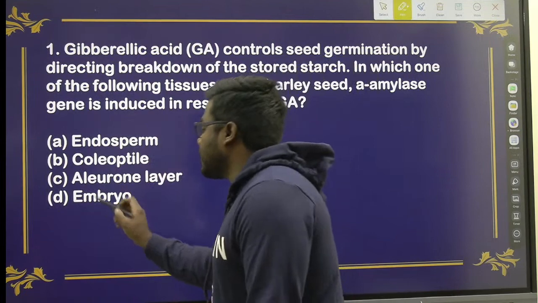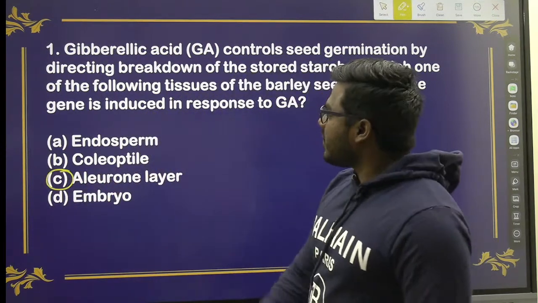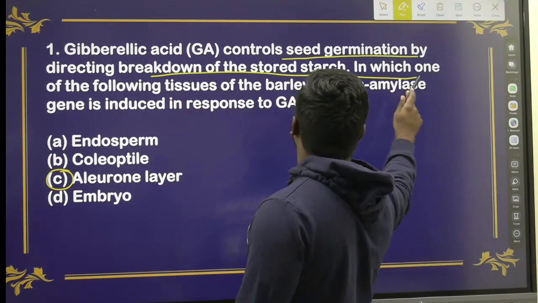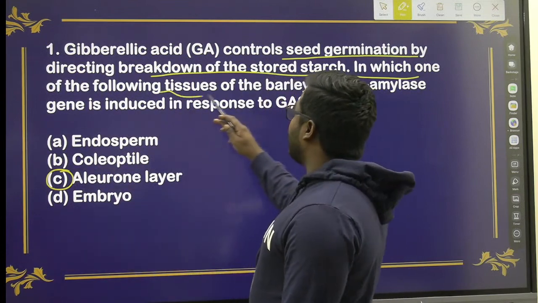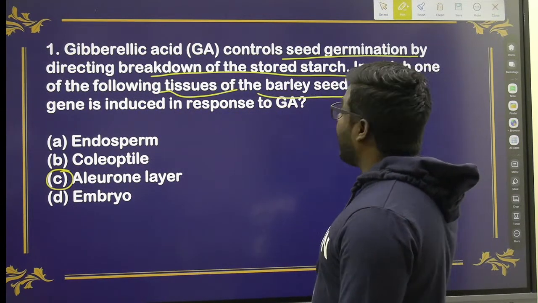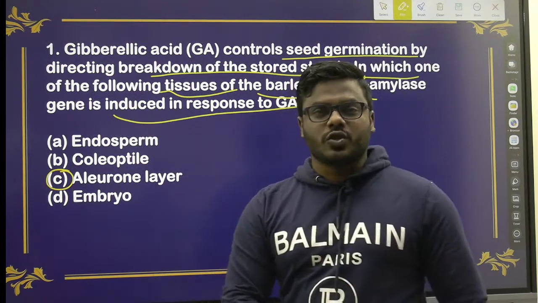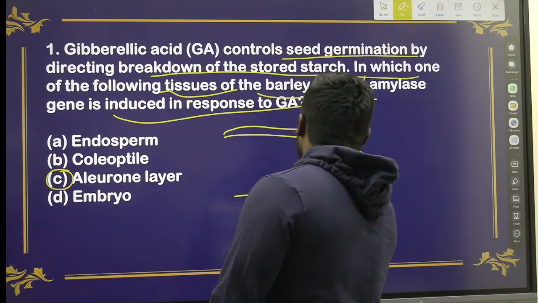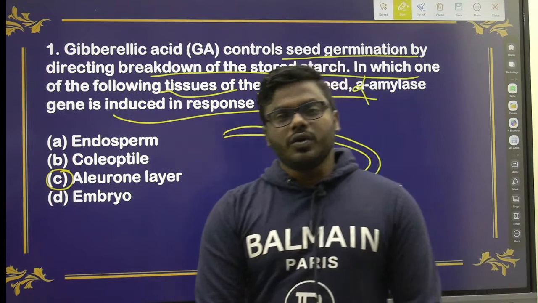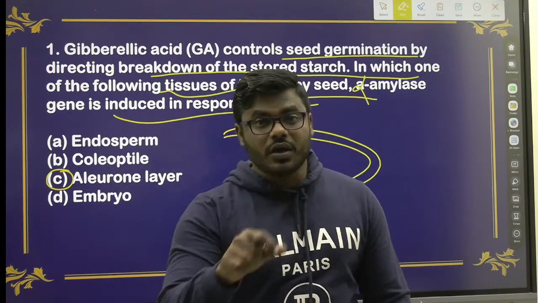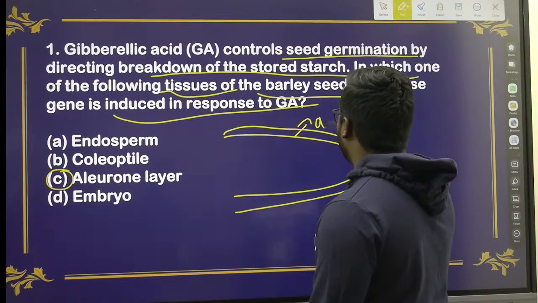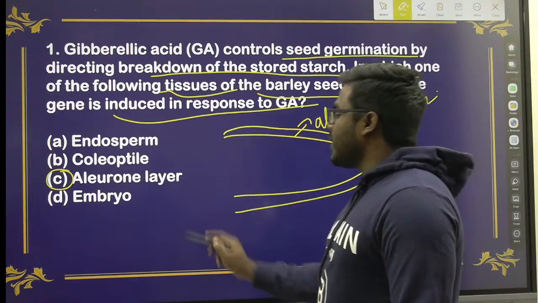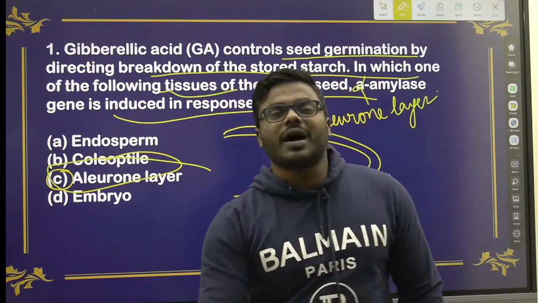The answer for question number 1 is C. The question says that gibberellic acid controls seed germination by directly breaking down the stored starch. In which one of the following tissues of the barley seed is the alpha amylase gene induced in response to GA? For example, this is the starchy endosperm, which has outer layers. What do you call this particular outer layer, friends? We call it the aleurone layer. Very good. The answer to question number 1 is C.